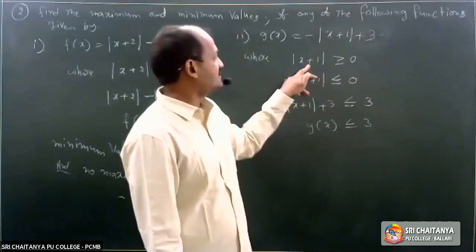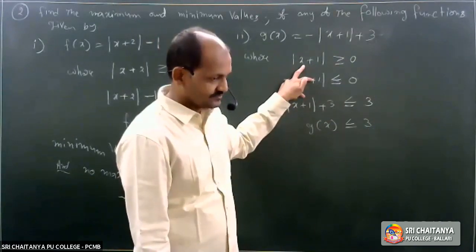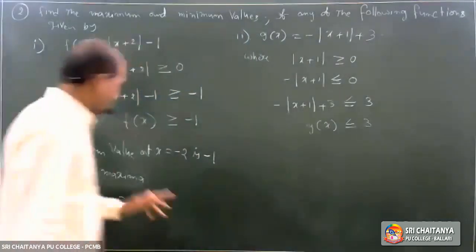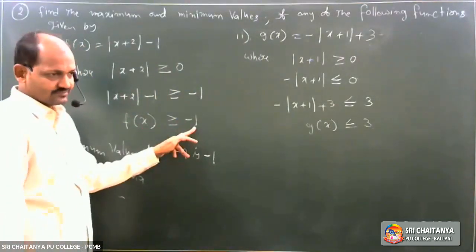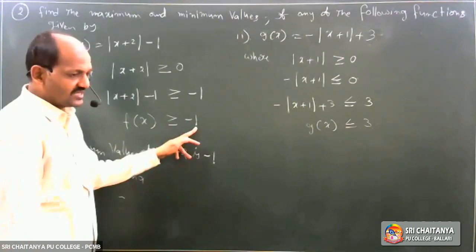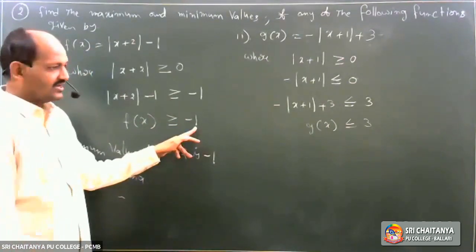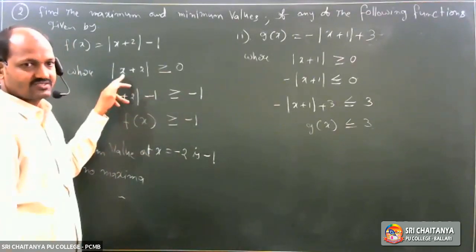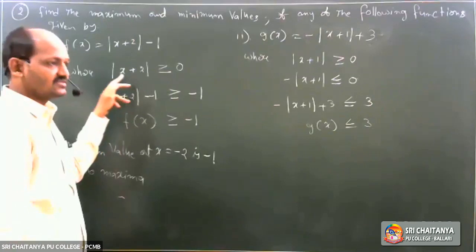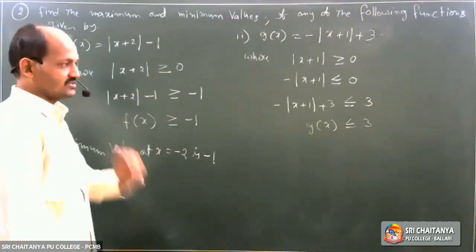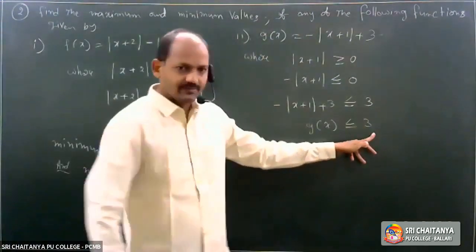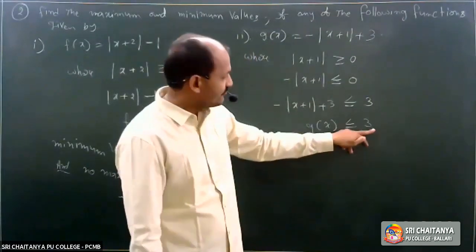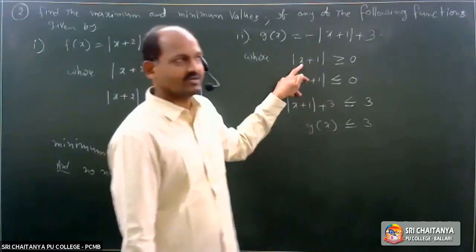when x is equal to minus 1. In this function, there is no minimum. Greater than or equal to minus 1 would mean a minimum value, but that is not the case here. It is less than or equal to 3, so it is a maximum value. Maximum value is 3 when x is equal to minus 1.